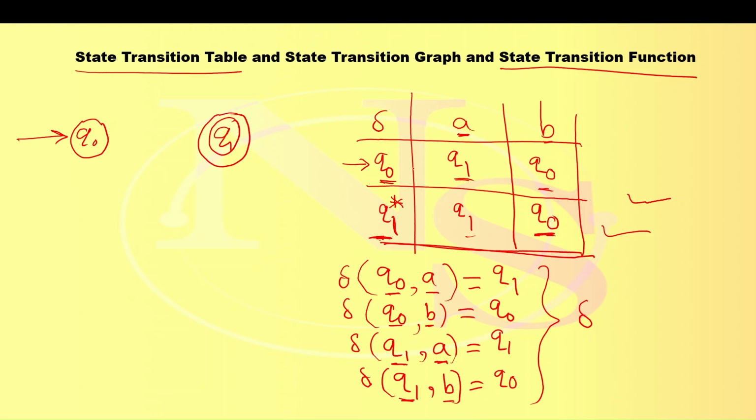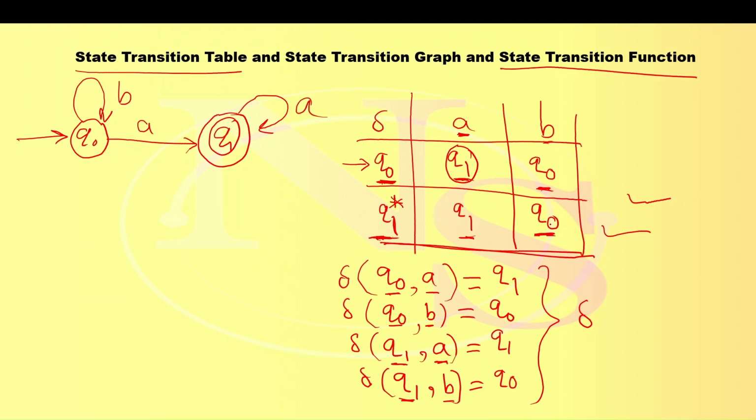Now see, Q0 reading A going to state Q1. You should be able to read the table also. Q0 is a state reading A going to Q1, so the transition from Q0 for symbol A should go to Q1. Q0 is a state reading B going to state Q0 itself. So Q0 reading B going to Q0 means there is a self loop for symbol B. Q1 reading A going to Q1, so there is a self loop Q1 to Q1 for A.